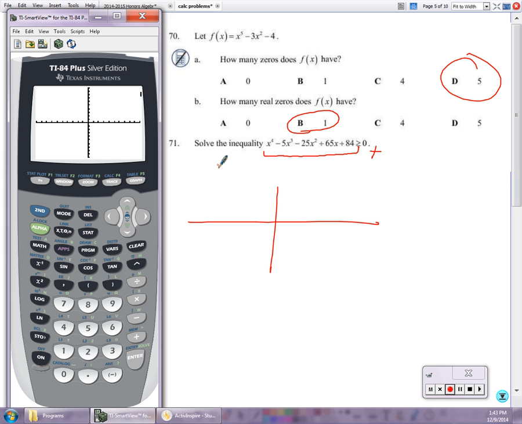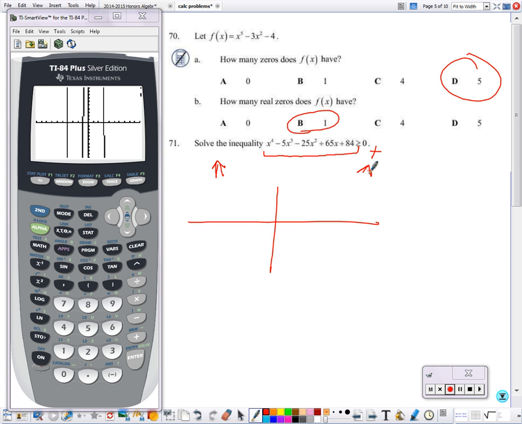I know my end behaviors are both going to be up based on it being an even degree and positive. So even though I can't see where the maximum and minimums are, I know my graph is going to look like this. So knowing about the end behaviors allows me to not mess with the window so that I can then just focus on these x-intercepts. So this one's at -1, this one's at -4, this one's at 3, and this one's at 7.